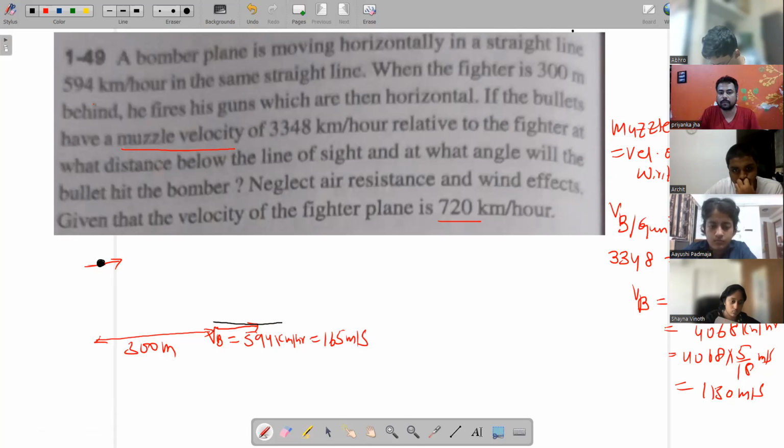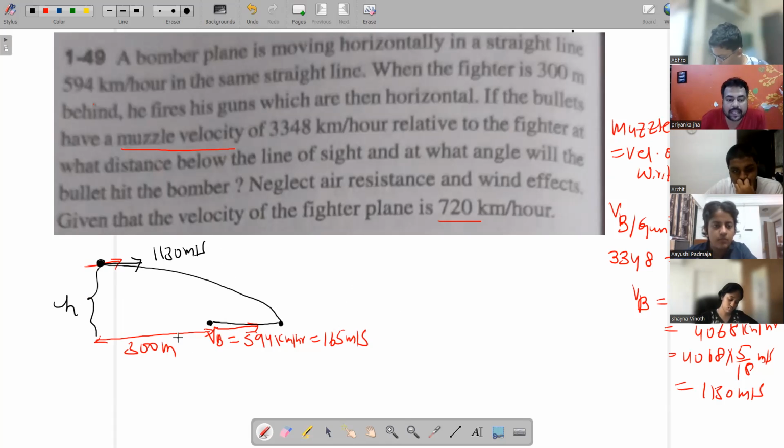Suppose the bomber plane comes over here in time T. And now this bullet will come and hit this. So it is simply like a horizontal projectile. From a tower, this height you have to find. From this tower of height h, you have thrown an object with some velocity, that is 1130 meter per second, and this will come on the ground and hit, right?